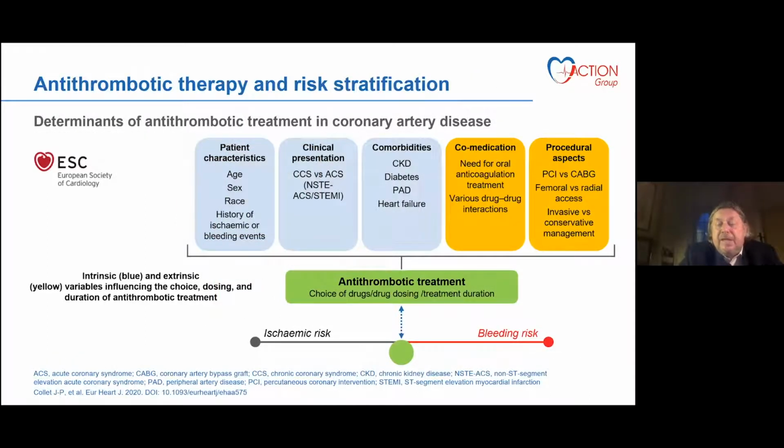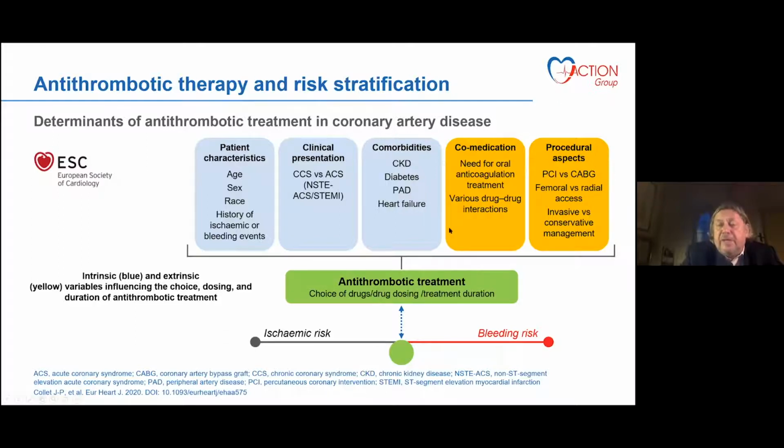You will see on the next slide that antithrombotic treatment is extremely important in our patients. We have, however, to evaluate the ischemic risk and the bleeding risk in our patients. Especially the bleeding risk is very important. All these factors depend on patient characteristics like age, sex, race, and the history of ischemic or bleeding risk. The clinical presentation, and we are talking now about ACS, non-ST elevation ACS or ST elevation MI. Comorbidities are important. They drive the outcome of our patients: chronic kidney disease, diabetes, peripheral artery disease, or existing heart failure.